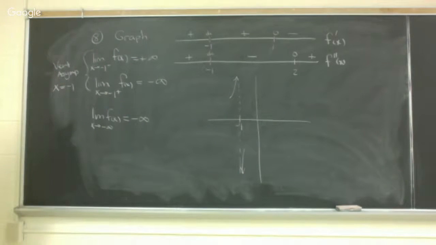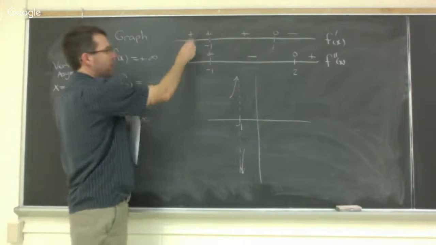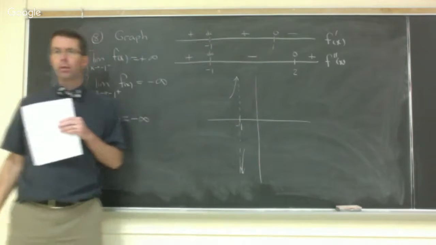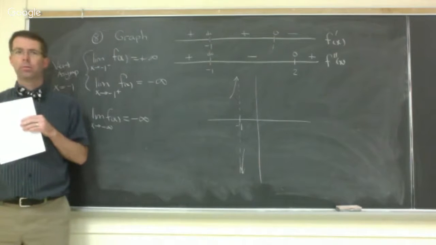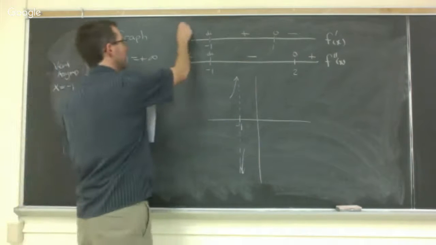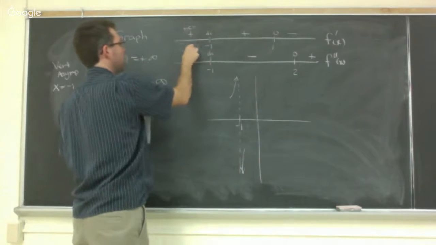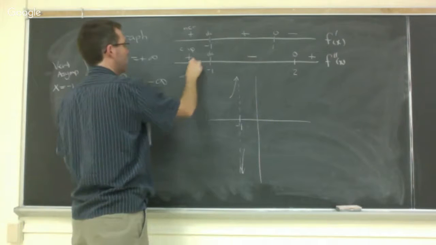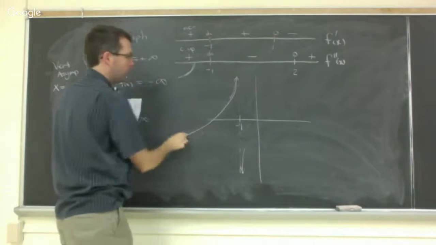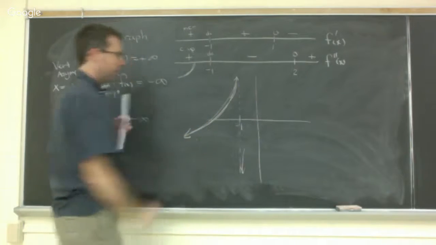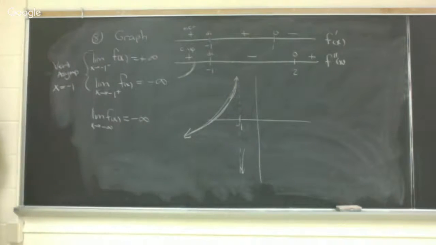Before I do much more, maybe I should figure out the shape of the graph. First derivative positive, second derivative positive. What should that look like? Concave up, increasing. This says I'm increasing and I'm concave up. And so this part of the graph should look like this, and that's exactly what we want. But it continues to go down forever.